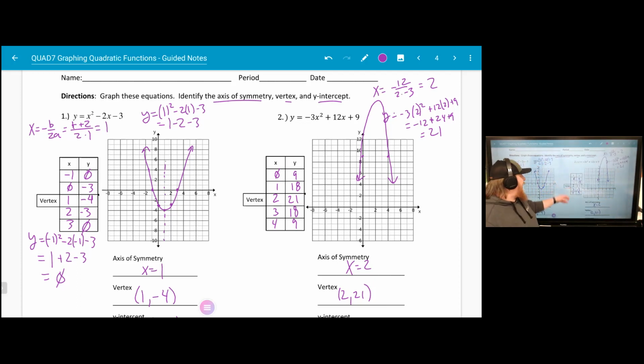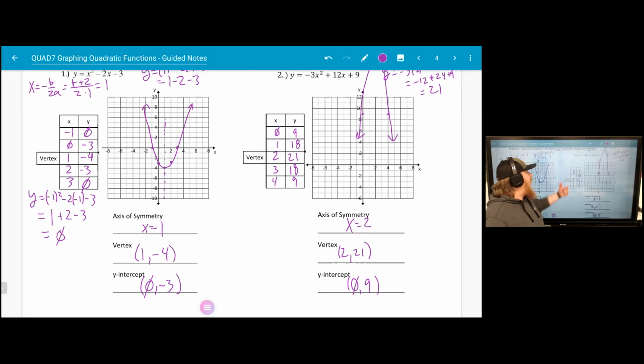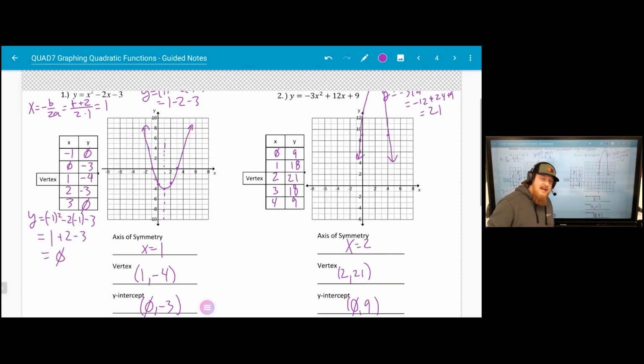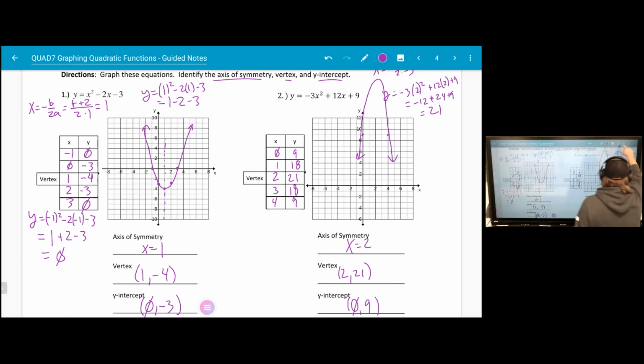We end up with a vertex of (2, 21). Our axis of symmetry is x equals 2, and our y-intercept is (0, 9). We know this opens down because a is negative, and that's what we come to. Yeah, all right, you know what? Sometimes things happen. We'll make that change for later, but right now, these are the values you should have come up with. All righty, let's go ahead and take a look at our second style.